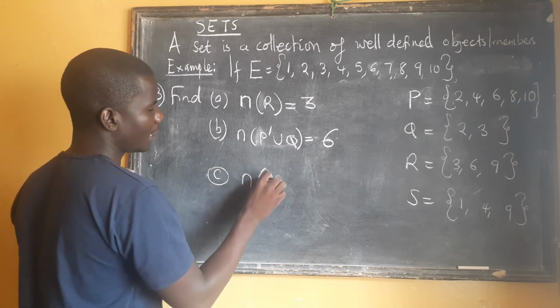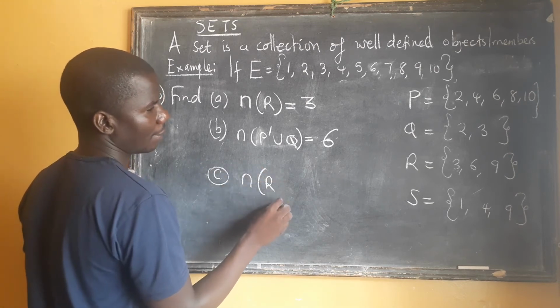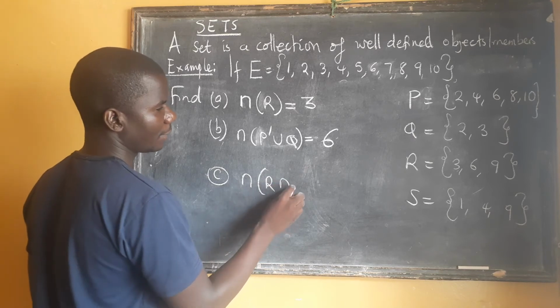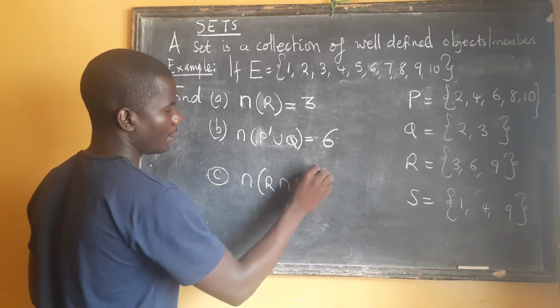Also say how many elements are in R intersection S complement.